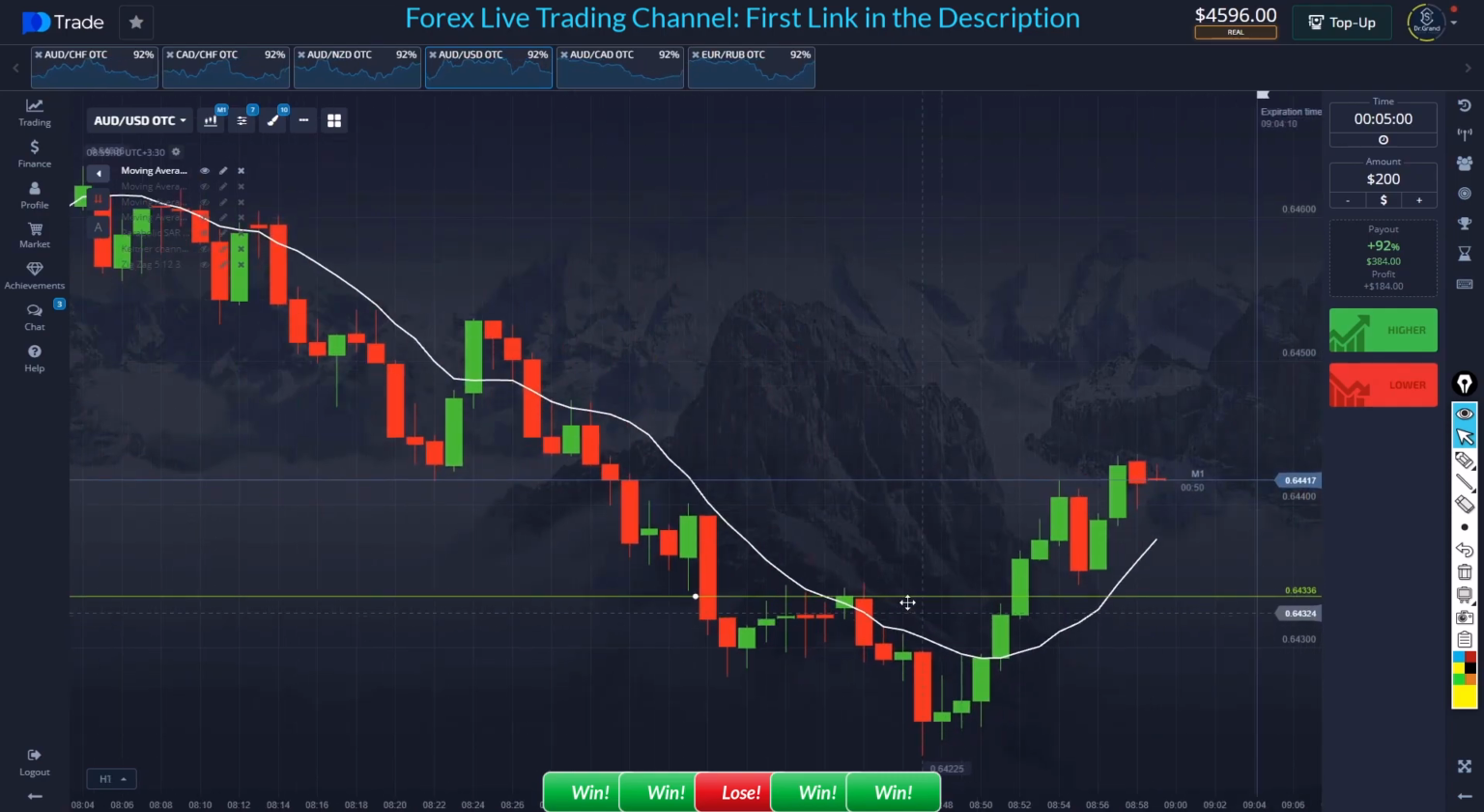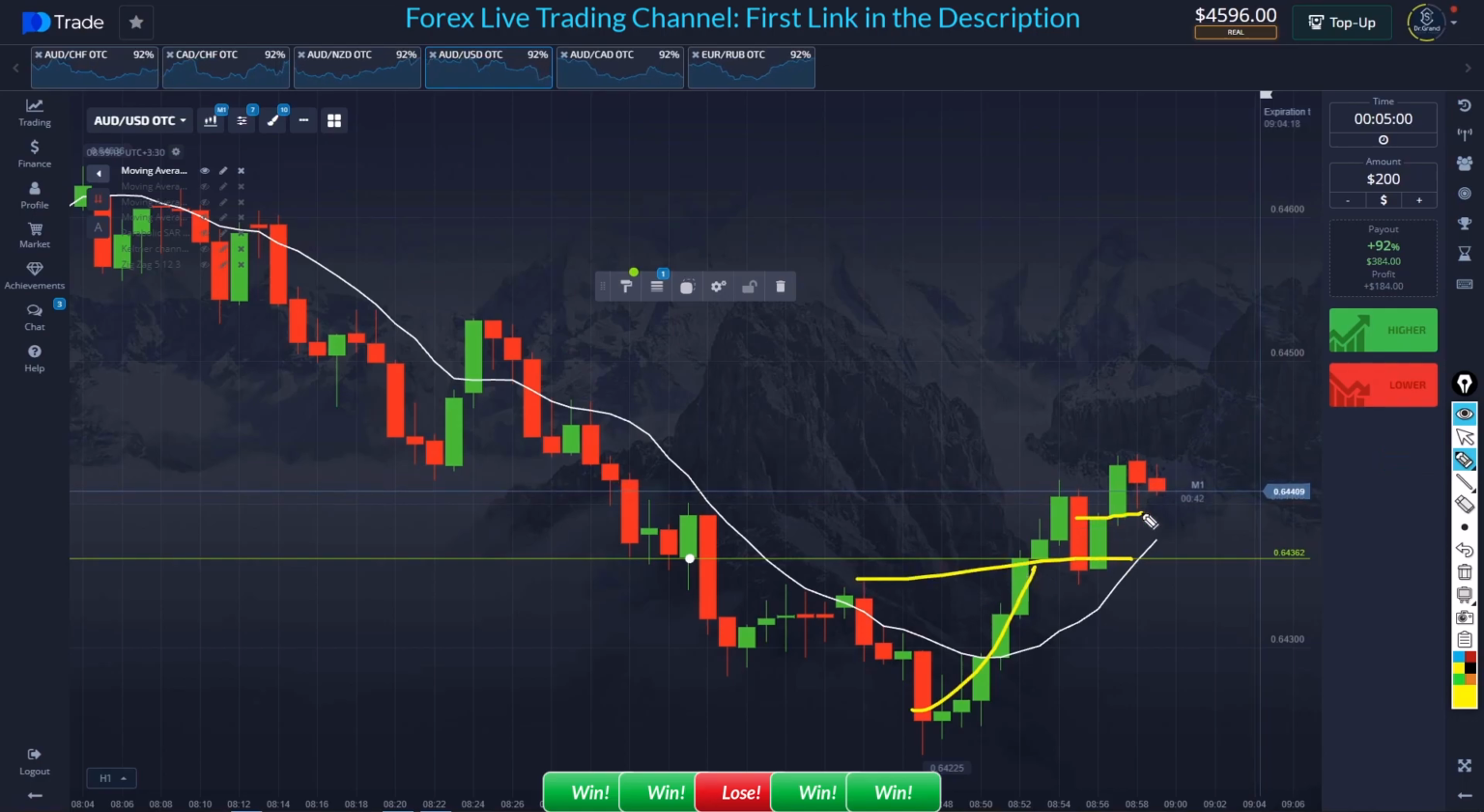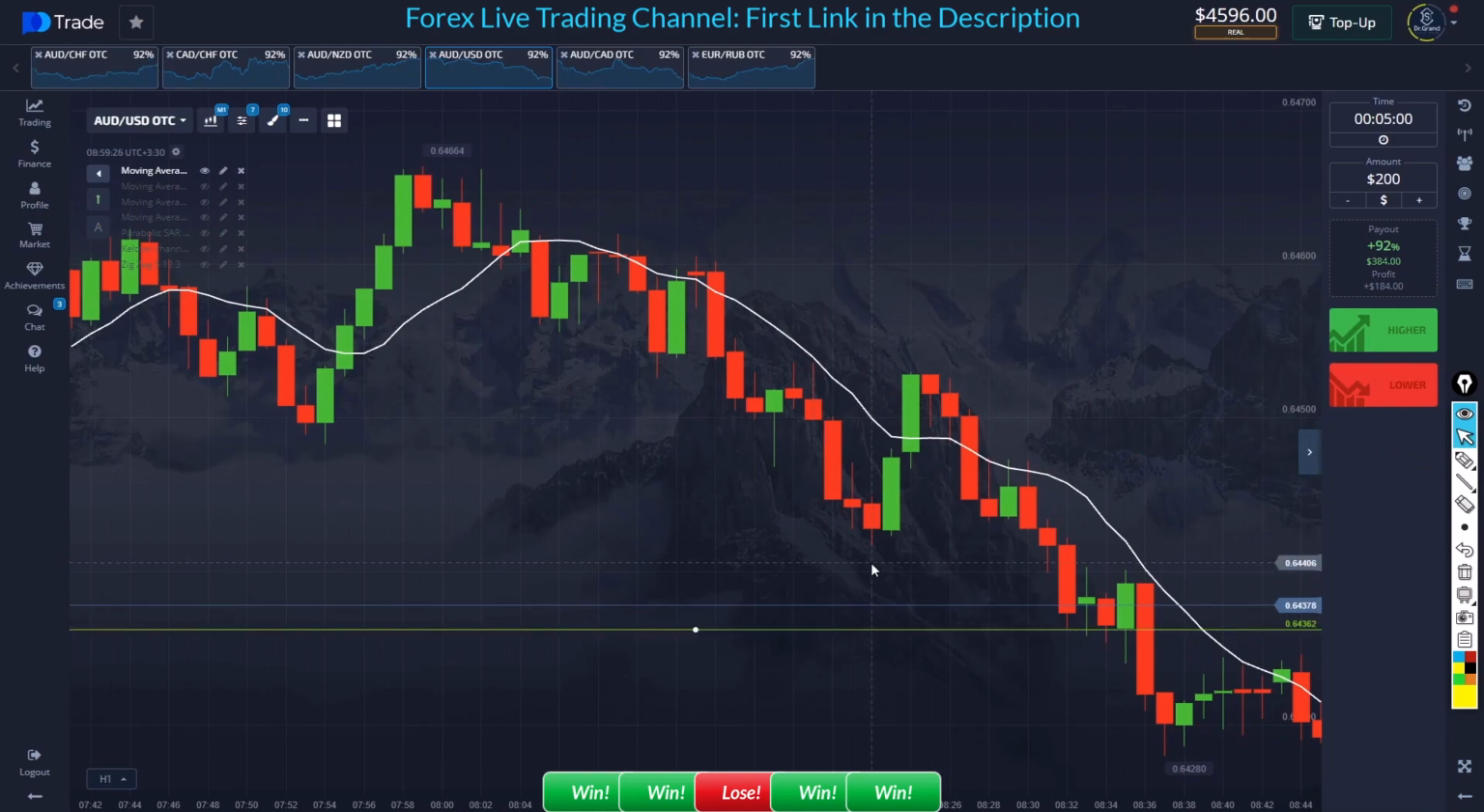Okay, for example, here you see that we broke the moving average to the upside. This is a breakout, and we pulled back and got our first green candle, so we can go with the buyers for 2 or 3 minutes. That's just an example of how it works.